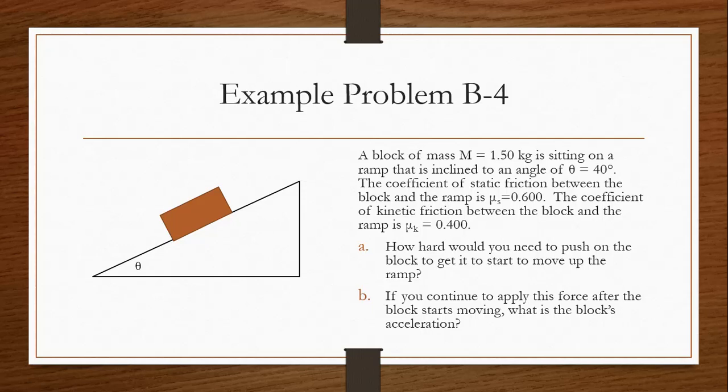So part A is really almost an equilibrium problem. How hard do I need to push on this to overcome the force of static friction? Let's look at the forces that act on this object. Here are the four forces: friction down the ramp, my applied force, which I'm just going to call F, whatever force I put on that object, weight, Fg, going down, and Fn going up.